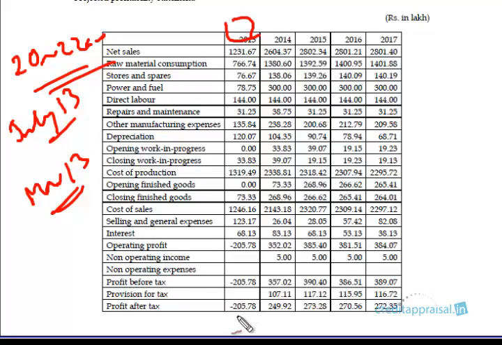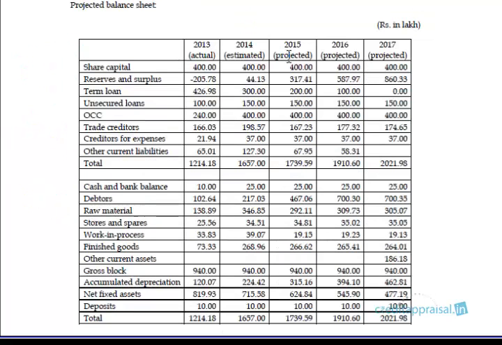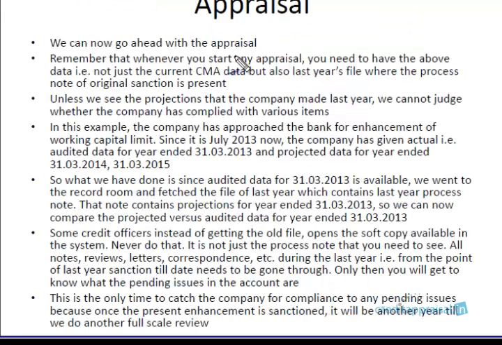Also, you can see the company has incurred a loss, whereas in the projection the company had projected a profit. The company thought it will get a profit, whereas when it came to actual it was a loss. Similarly, this is the CMA data now given for the working capital enhancement. So this is the actual and these are the estimates, the projected balance sheet. We'll see. So we can start the appraisal for this company.